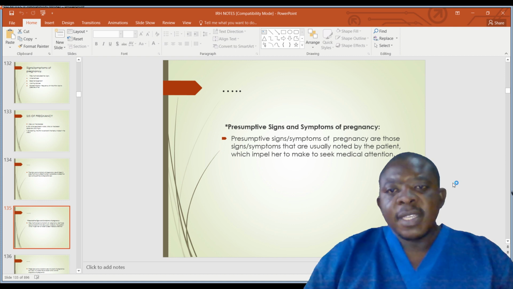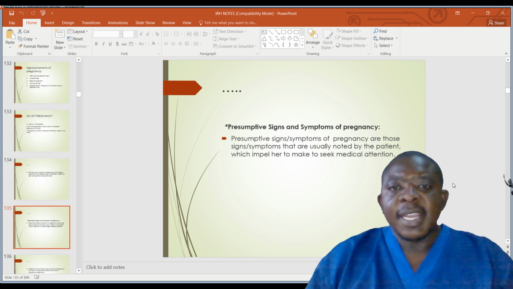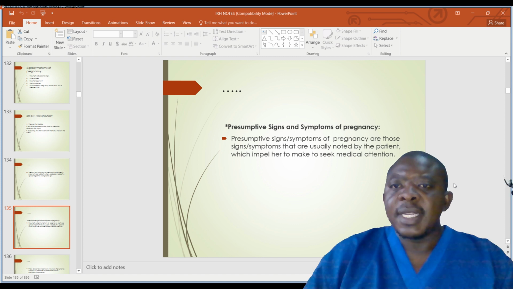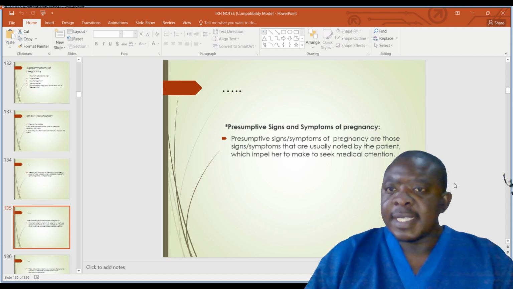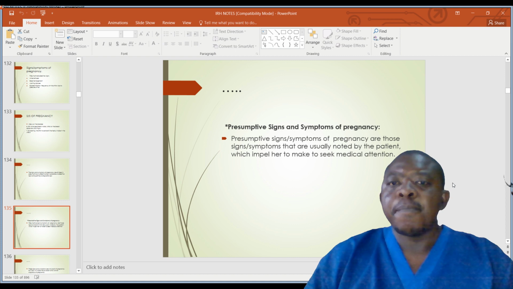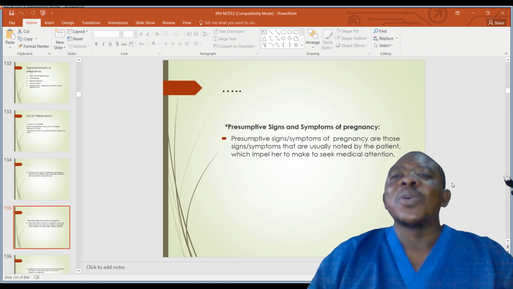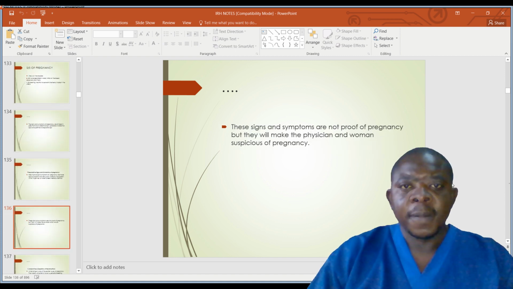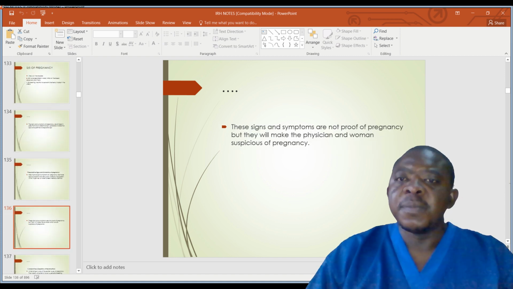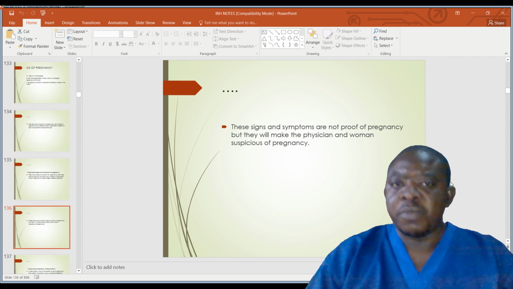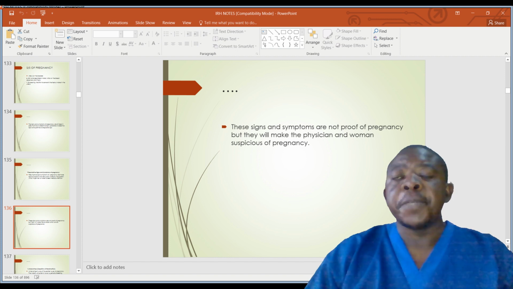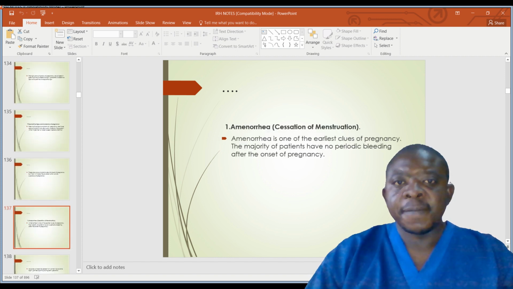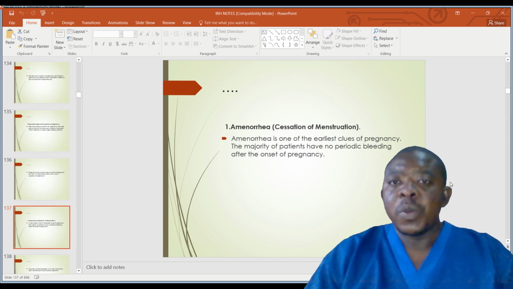Okay, so now presumptive signs and symptoms of pregnancy. Presumptive signs and symptoms of pregnancy are those signs and symptoms that are usually noted by the patient or the client, which impel her to seek medical attention. These signs and symptoms are not proof of pregnancy, but they will make the physician and woman suspicious of pregnancy. First one is amenorrhea or cessation of menstruation.